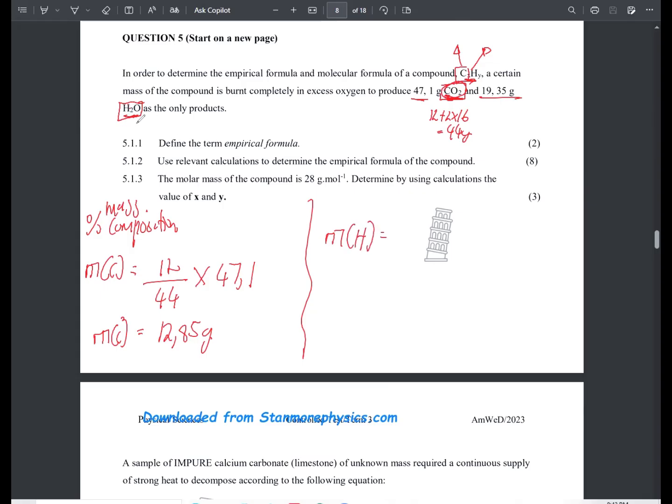Hydrogen is 2 atoms, and the molar mass of these 2 atoms is 2, right? Because hydrogen each is 1 gram per mole. And then H2O in total is 18 grams per mole. Multiply that by the 100% of the H2O, which is the 19.35 grams, right? And then we find that the mass of the hydrogen that it contributes to the making up of water is only what? 2.15 grams, right?